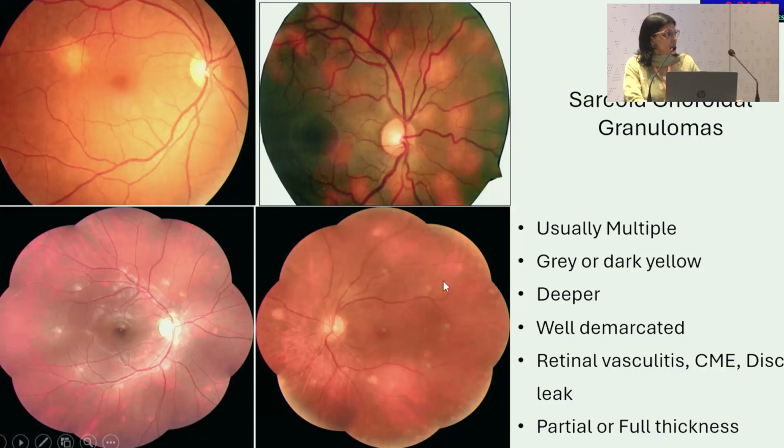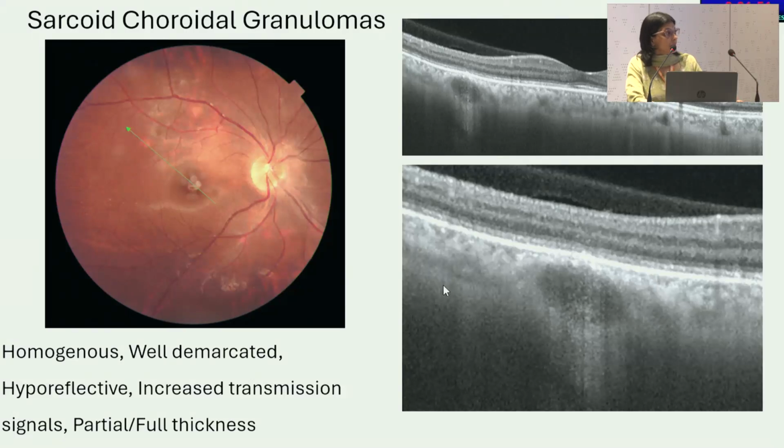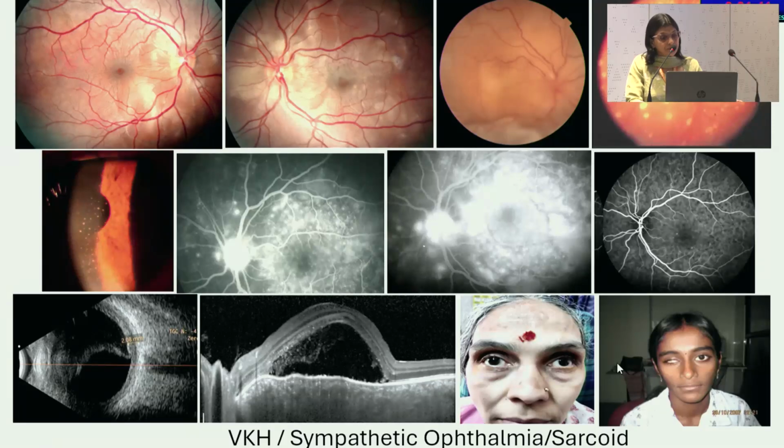And usually this can be partial or full thickness, and the OCT plays an important role. You see these as homogeneous, well-demarcated granulomas, which are hyporeflective with increased transmission signals. Another disease which does occur as posterior uveitis is VKH or sympathetic ophthalmia.